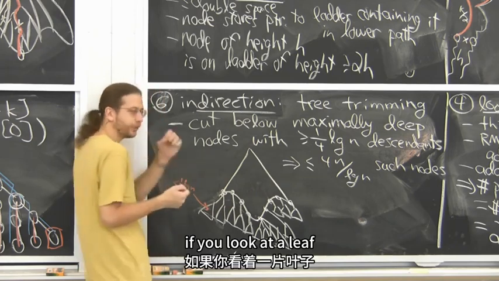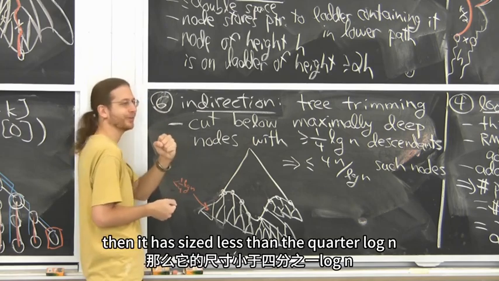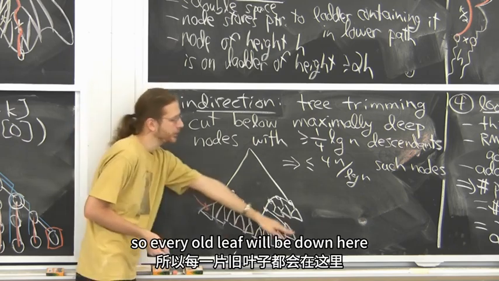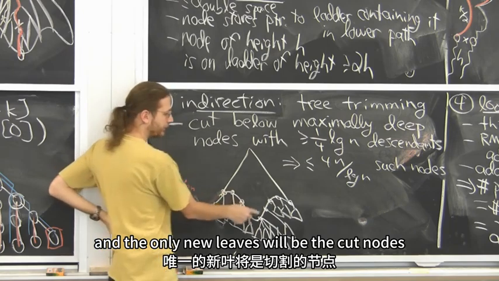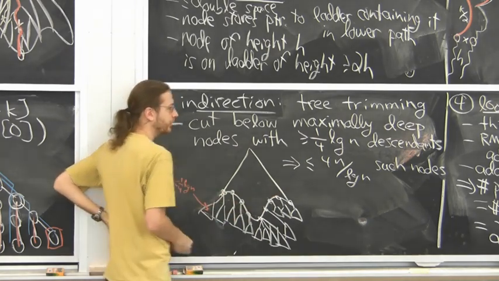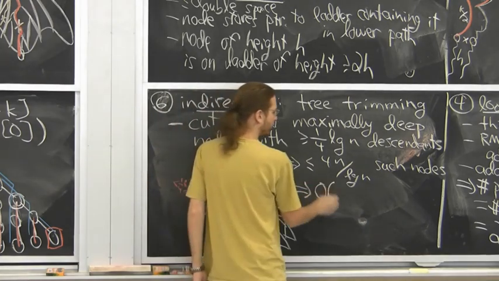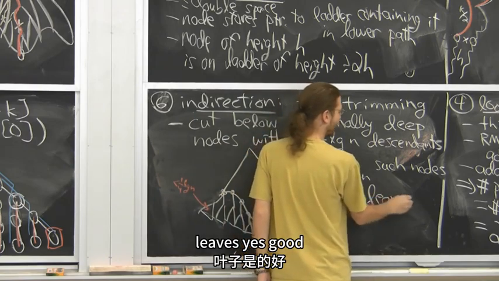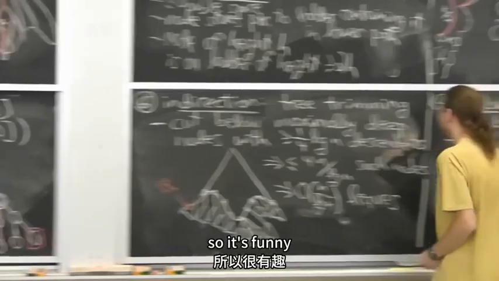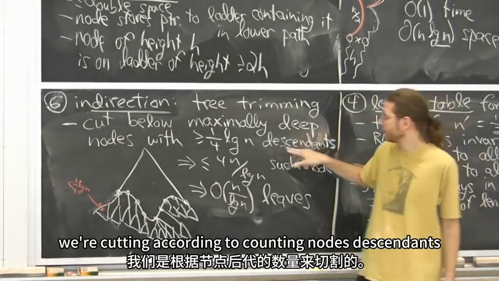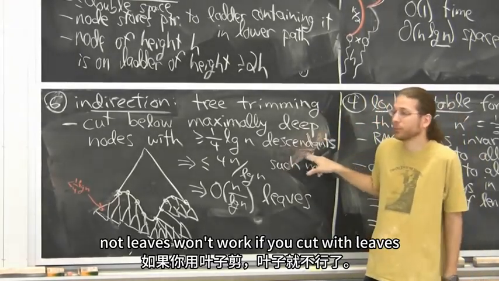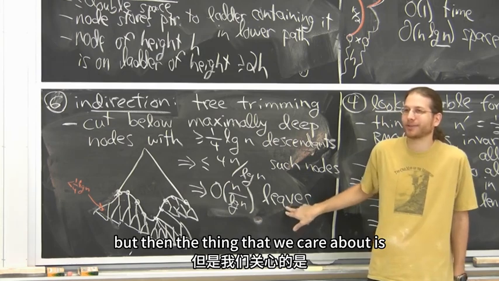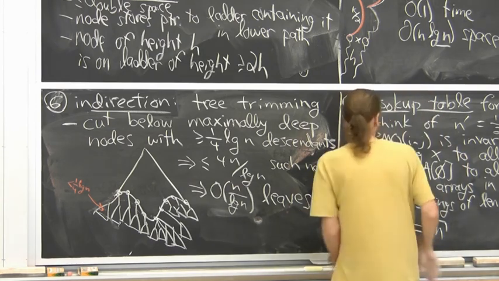If you look at a leaf, then it has size less than a quarter log n. So you will cut above it somewhere. So every old leaf will be down here, and the only new leaves will be the cut nodes. Okay, so we have order n over log n leaves. It's funny: we're cutting according to counting nodes, descendants, not leaves. Won't work if you cut with leaves. Cut with nodes. But then the thing that we care about is the number of leaves went down. That will be enough.